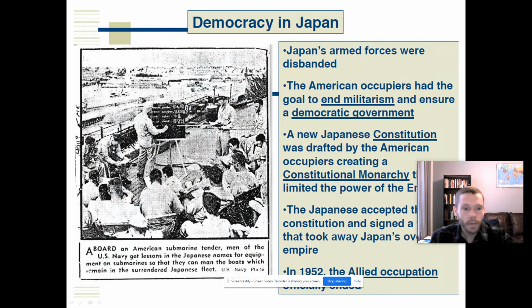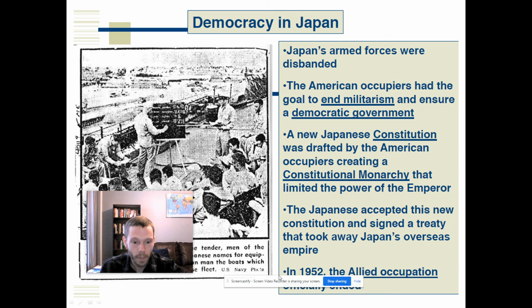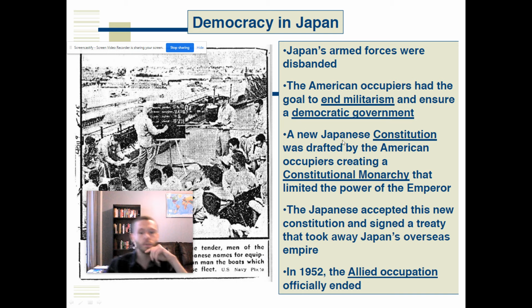Okay, so after the Second World War, the Americans occupied Japan. This is an image looking at the U.S. command and how they're going to deal with Japan. They disband their armed forces. They force the Japanese to sign a new constitution. It creates a constitutional monarchy. The Americans knew that they had to leave the emperor in power.